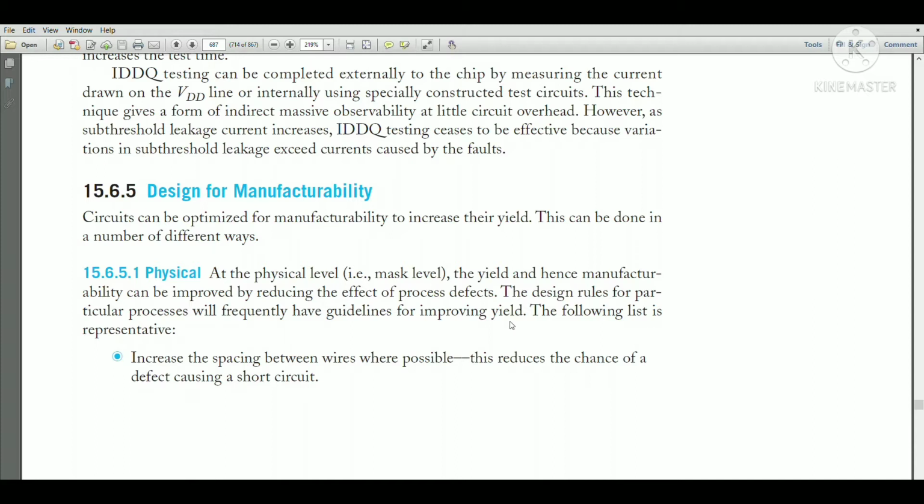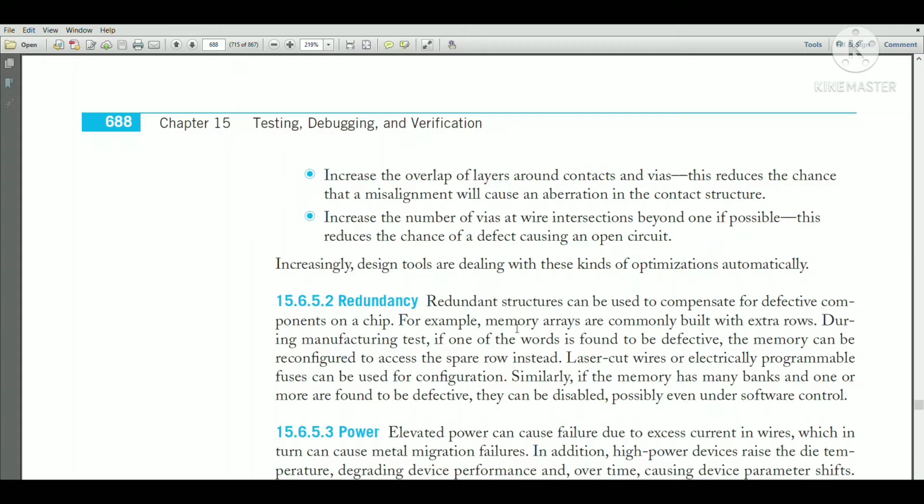Now, you are designing a system, and if you want to avoid the short circuit condition, you increase the space between the wires so that they don't get shorted with each other. Increase the overlap of layers around contacts and wires. This reduces the chance that misalignment will cause an aberration in the contact structure. Increase the number of wires and wire intersections beyond one if possible. This reduces the chance of a defect causing an open circuit.